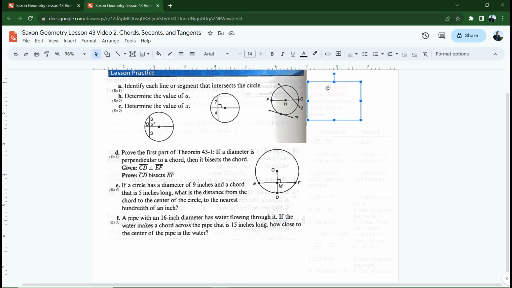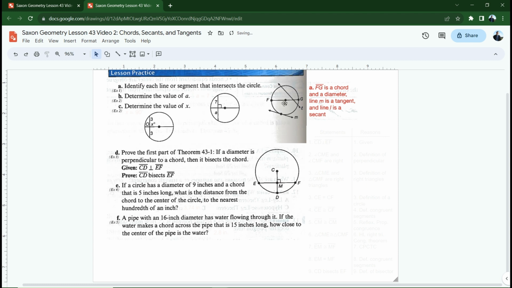So let's just see if we've got them all. FG is a chord and diameter. M is a tangent. L is a secant. All right. Determine the value of A for letter B.